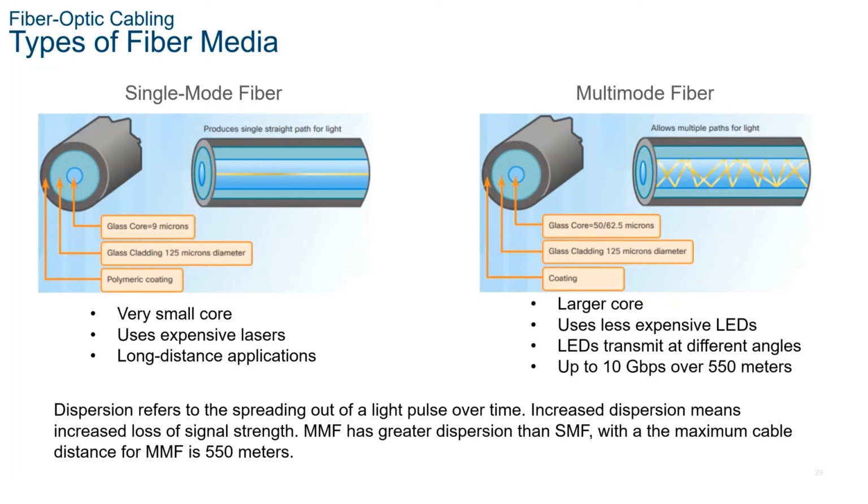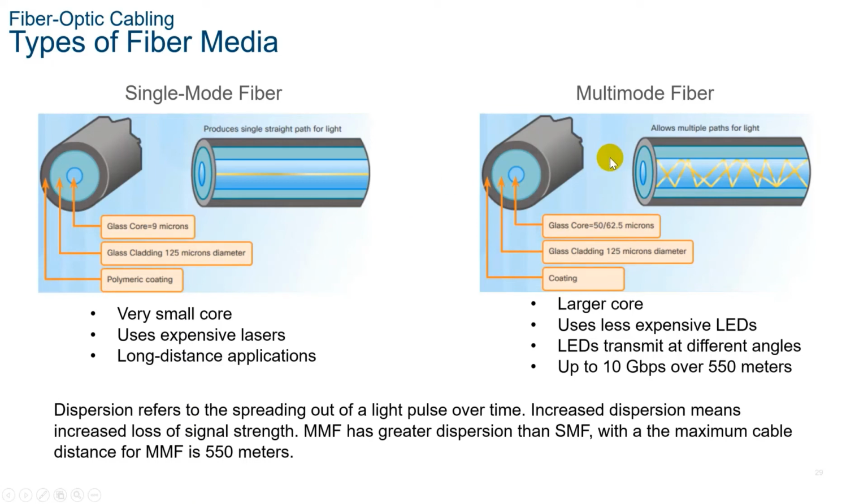Fiber optic cables are broadly classified into two types: single-mode fiber and multi-mode fiber. The single-mode fiber consists of a very small core and uses expensive laser technology to send a single ray of light, as shown in the figure here. SMF, or single-mode fiber, is popular in long-distance situations spanning hundreds of kilometers, such as those required in long-haul telephony and cable TV applications.